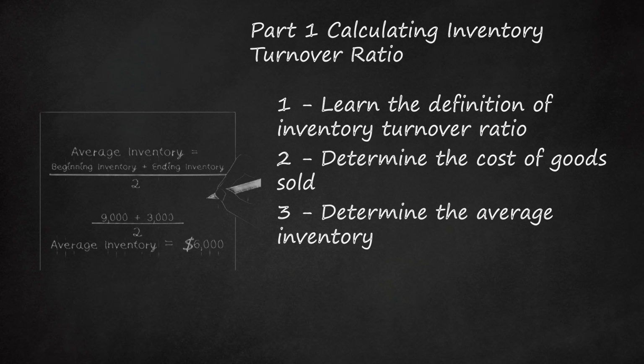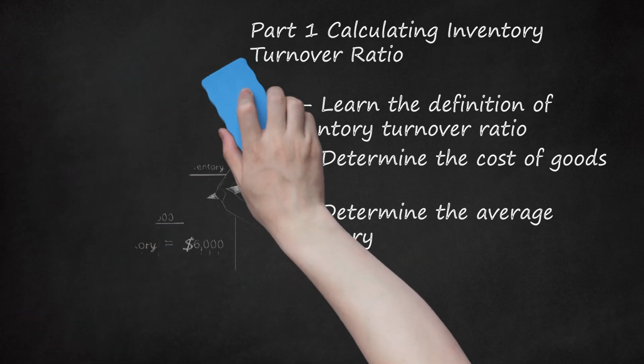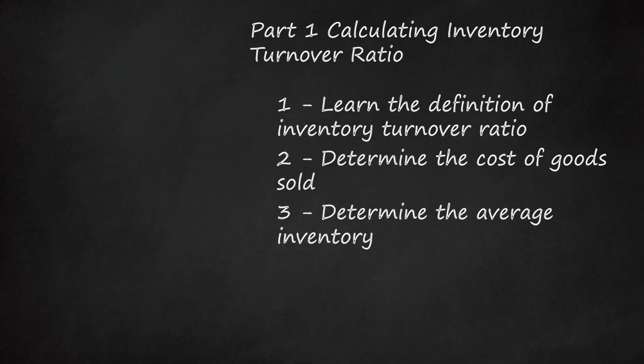$6,000. $9,000 plus $3,000, divided by 2 equals $6,000.